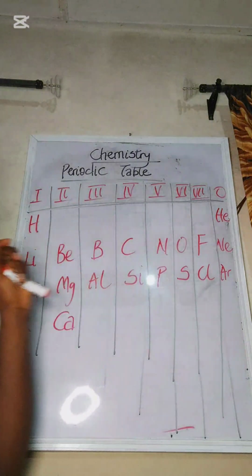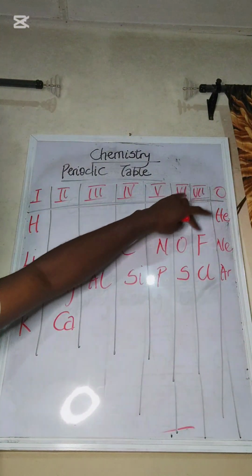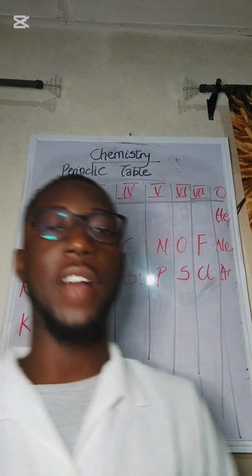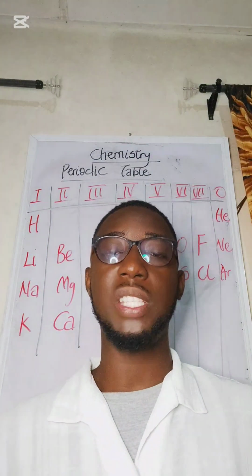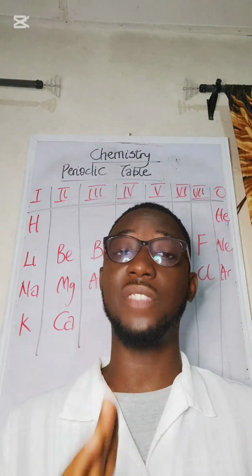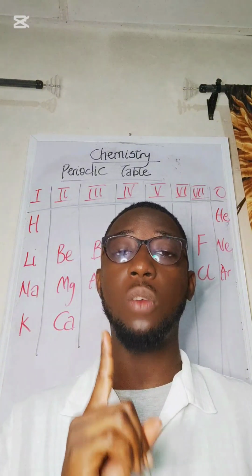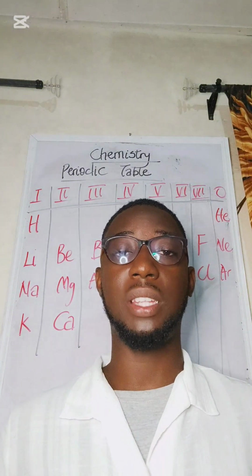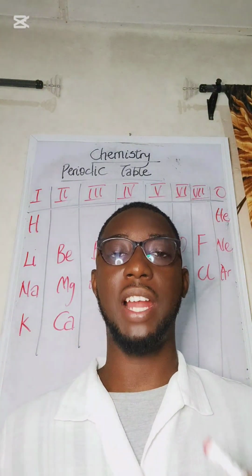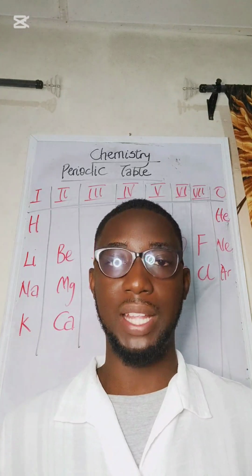So we have group 7 elements. Group 7 elements are very reactive. In fact, they are the most reactive non-metals because they have 7 electrons in the outermost shell. They require only 1 to complete their octet structure. Hence, they are very reactive. They are the most reactive non-metals.